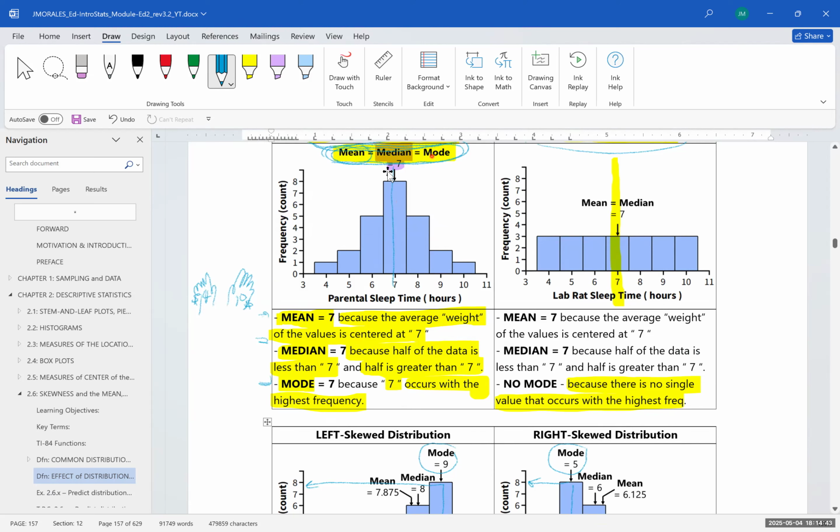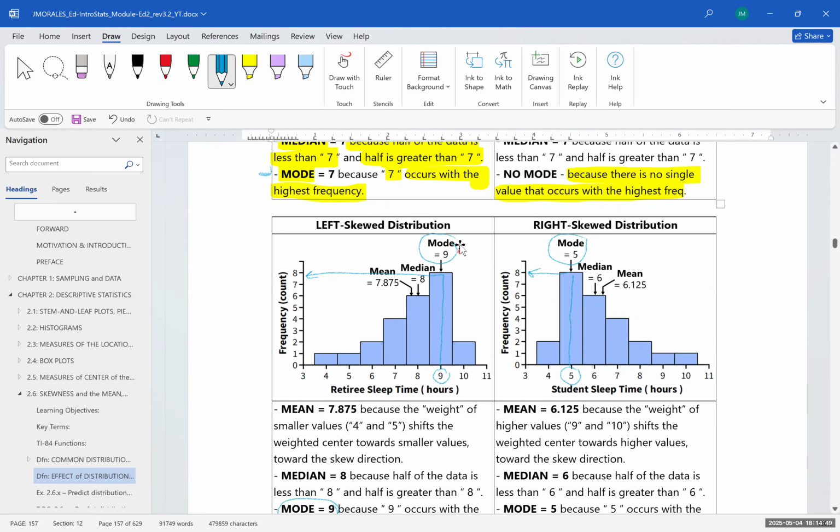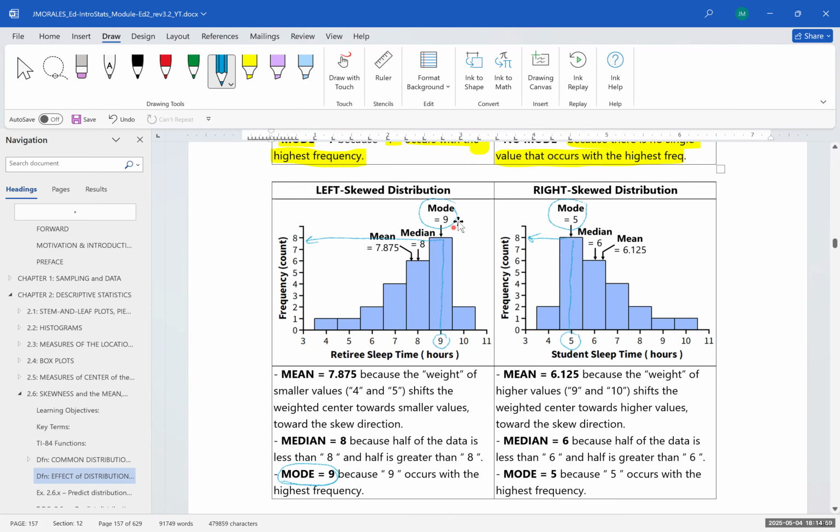Here, the mean, the median, and mode were equal or approximately equal. They were all 7 in this case. But now the mode is 9, the median is 8, and the mean is 7.875. The measures of center are spread apart. Well, the mode makes sense where it is, because the mode is the value or the class with the highest frequency. Here we've got the value or the class with the highest frequency.